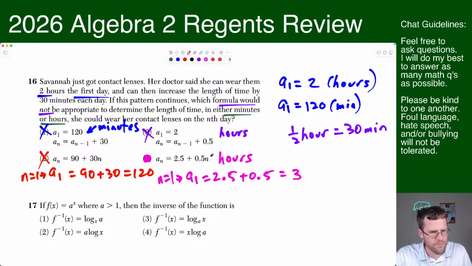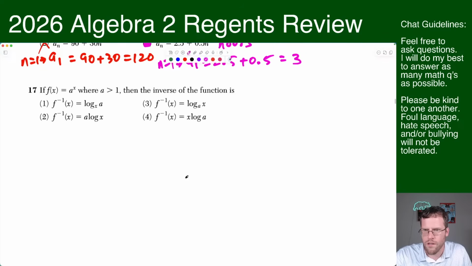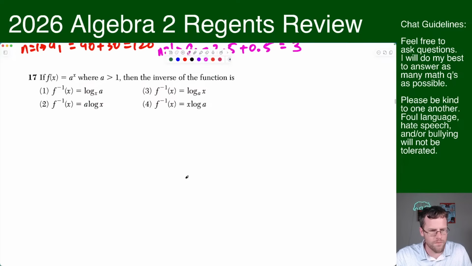All right, let's see. So this one, just looking, we have f of x equals a to the x, where a is greater than 1, and the inverse of the function is. I actually just made a YouTube short on this, and a TikTok. I started posting on TikTok too, just to try to bring more people to YouTube.